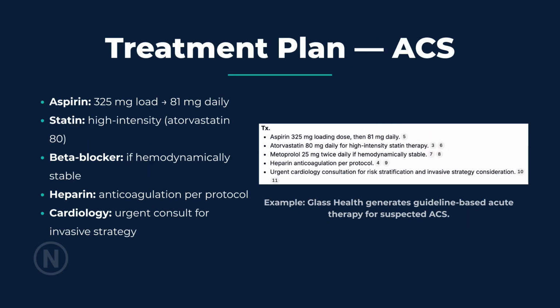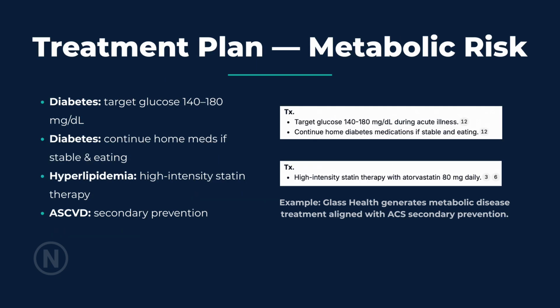Glass Health outlines guideline-based therapy for acute coronary syndrome. This includes a 325 mg aspirin load, followed by 81 mg daily, atorvastatin 80 mg as a high-intensity statin, a beta blocker if the patient is hemodynamically stable, anticoagulation with heparin, and urgent cardiology consultation to plan an appropriate invasive strategy. Glass Health aligns metabolic care with the management of acute coronary syndrome. It recommends targeting glucose levels between 140 and 180 during acute illness, resuming or adjusting home diabetes therapy once the patient is stable, and continuing high-intensity statin therapy to support long-term cardiovascular risk reduction.